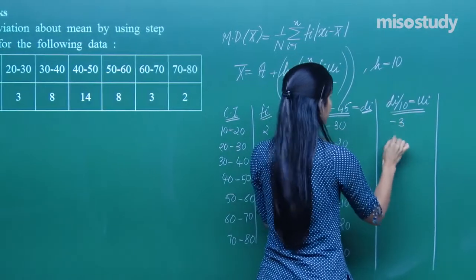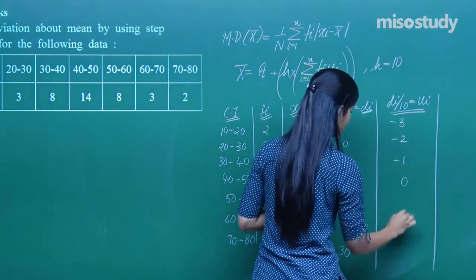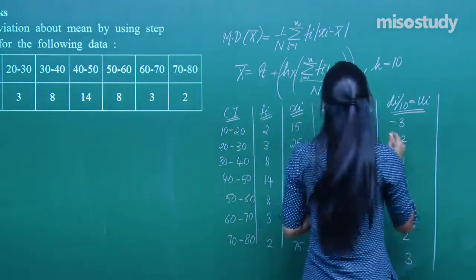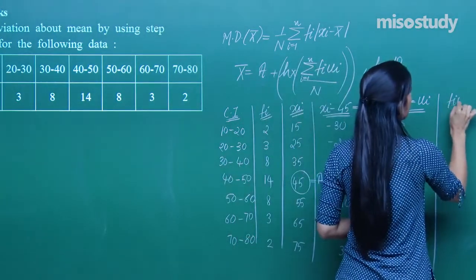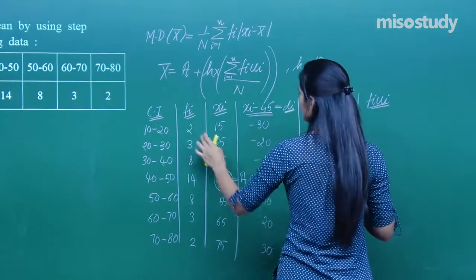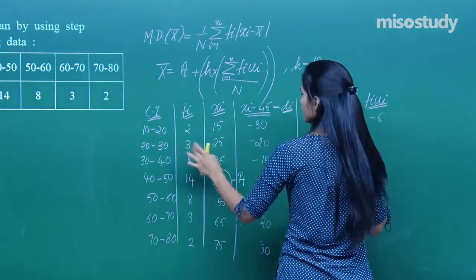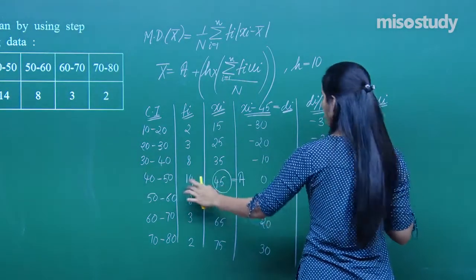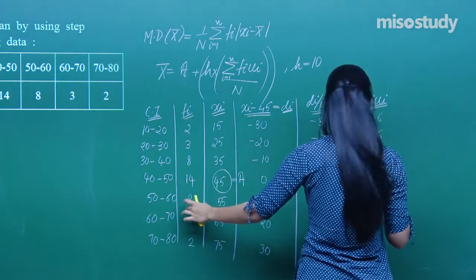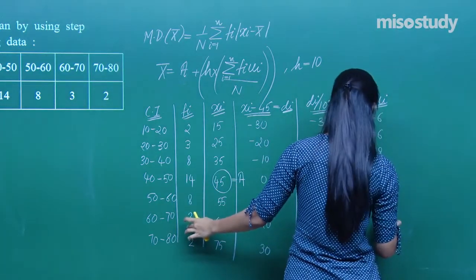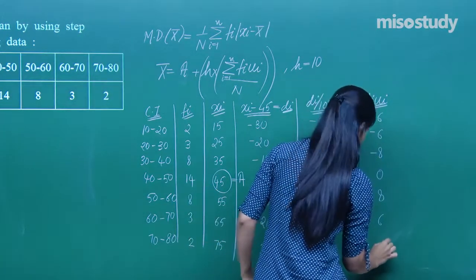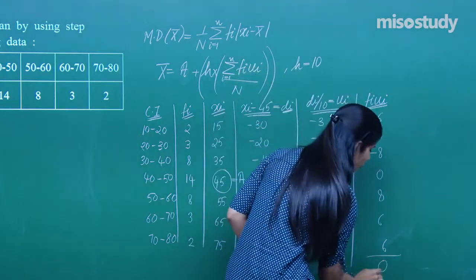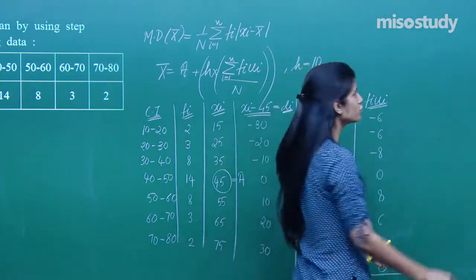This is minus 3, then minus 2, then minus 1, 0, 1, 2 and 3. After that I need fi ui: fi into ui, 2 into minus 3, 3 into minus 2, 8 into minus 1, 14 into 0, 8 into 1, 3 into 2 and 2 into 3. You can clearly see if you add all of them you are getting a big fat 0. So summation fi ui is coming out to be 0.